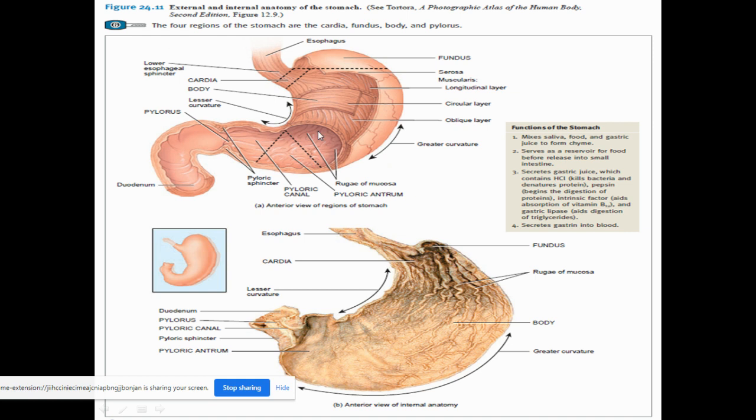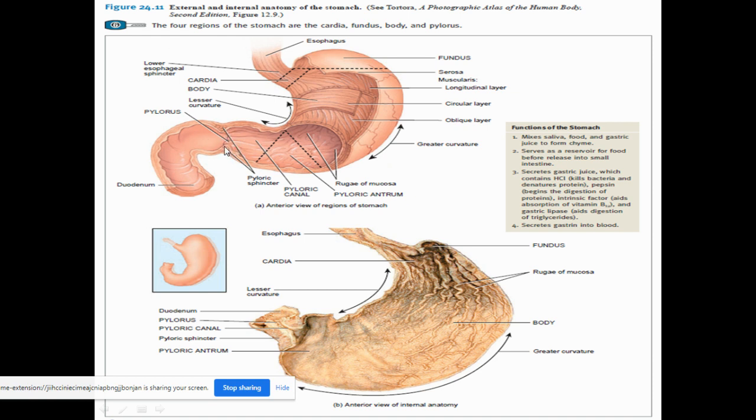The next region is called the pylorus. You can see it has many parts. The anterior part of the pylorus is called the pyloric antrum. Then it narrows down to form a canal-like structure called the pyloric canal, and then it opens into the next region called the duodenum. This opening is guarded by a sphincter called the pyloric sphincter.